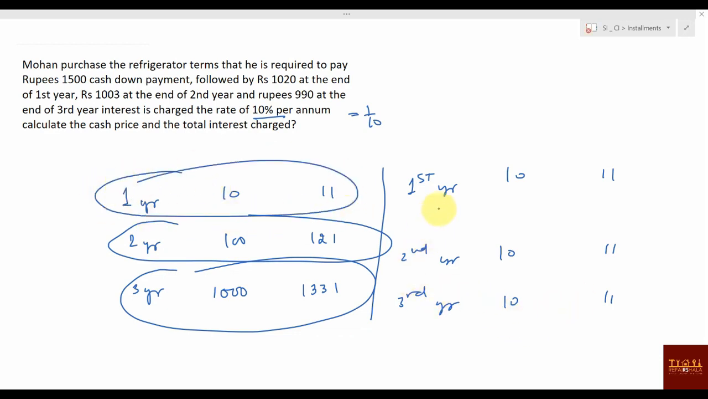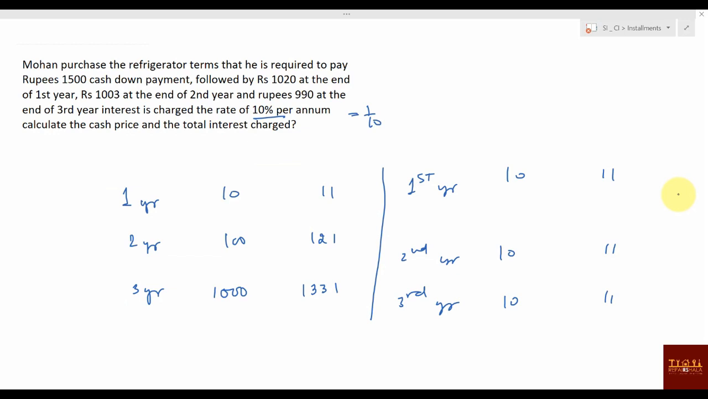But this one is separate. First year, second year, third year, your rate of interest is not changed. So this 10 will become 11. Or you can say the multiplying factor, that is 1.1, will be the same. The multiplying factor depends on what? Only the rate of interest, right?